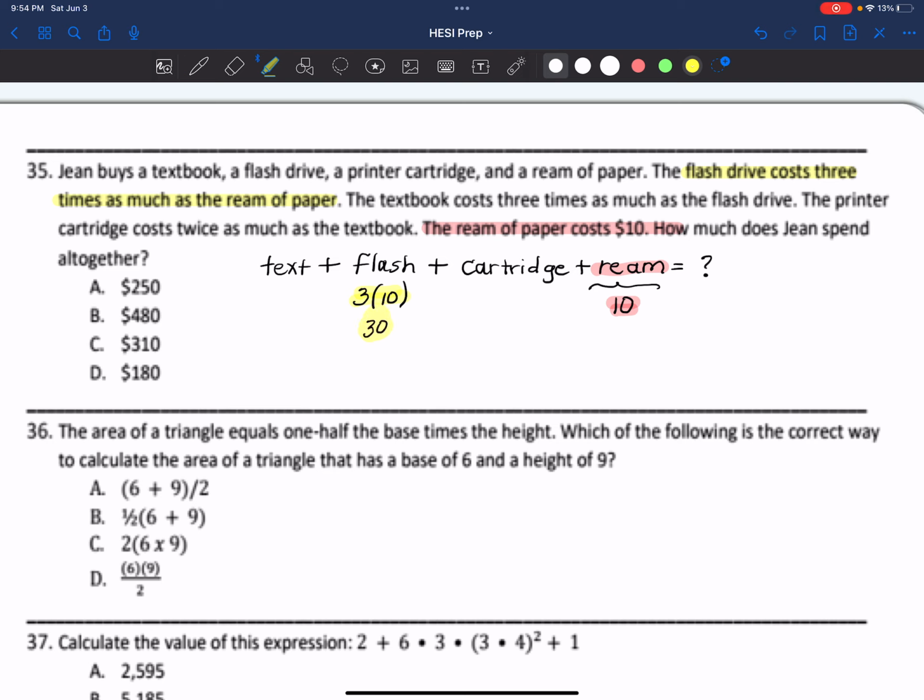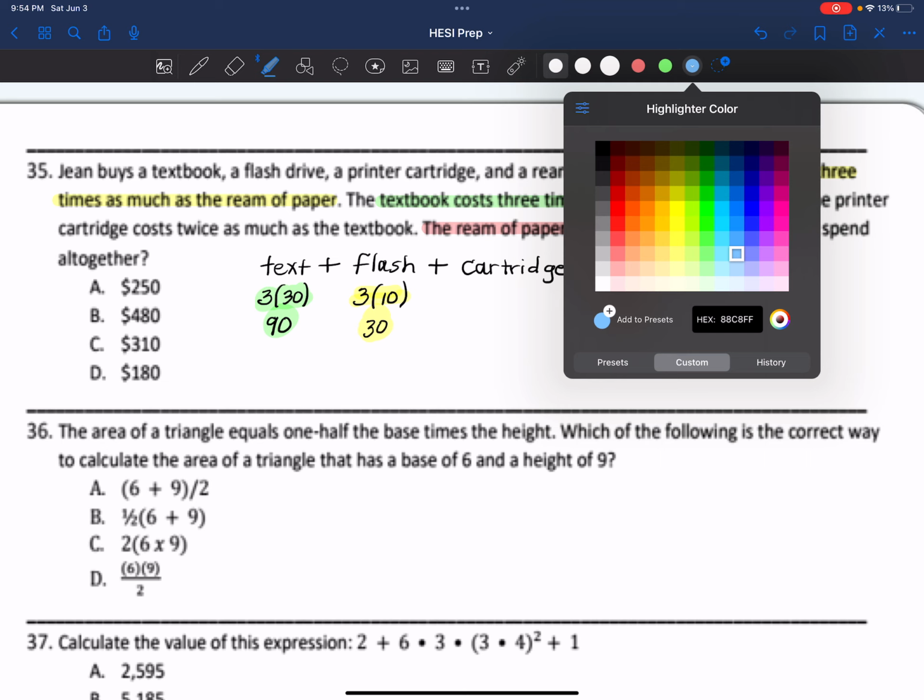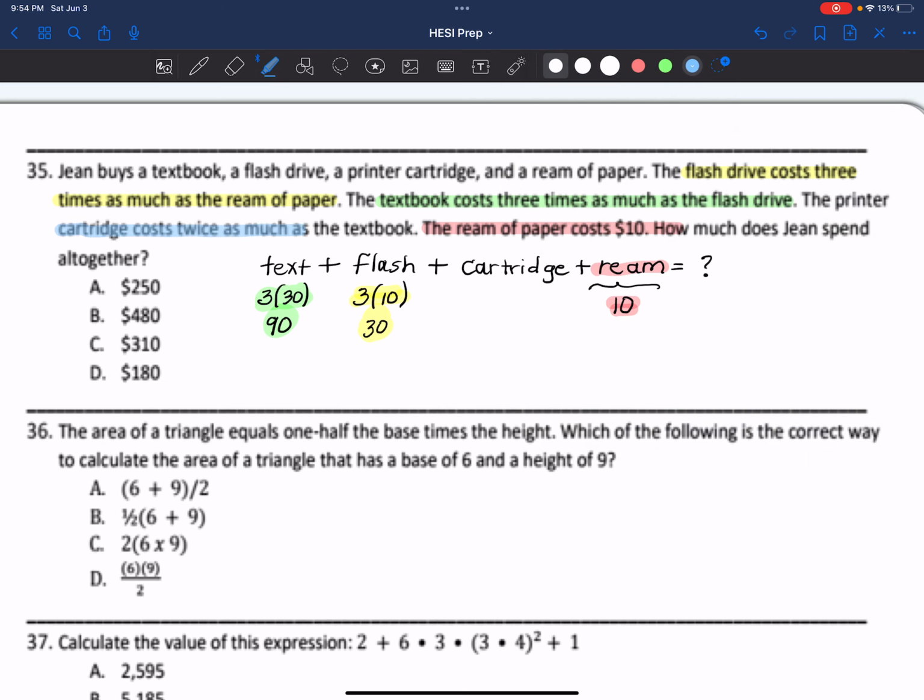Then it tells us that the textbook costs 3 times as much as the flash drive. So the textbook is going to be 3 times 30, which is 90. And then finally, they tell us that the cartridge costs twice as much as the textbook. So the cartridge is 2 times 90, which is 180.